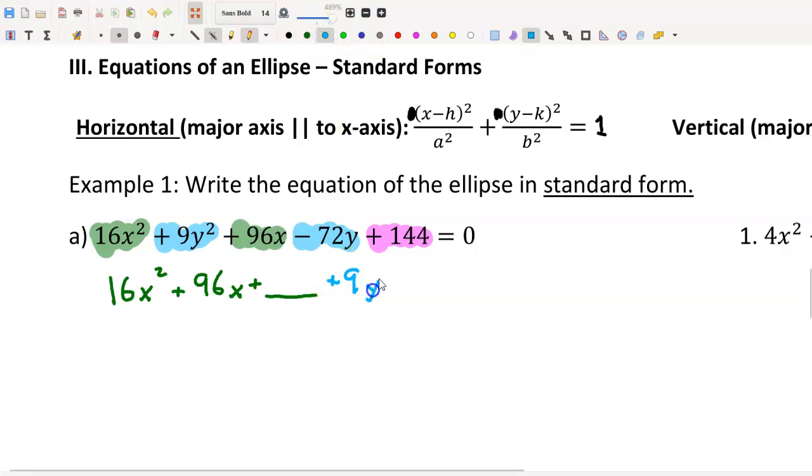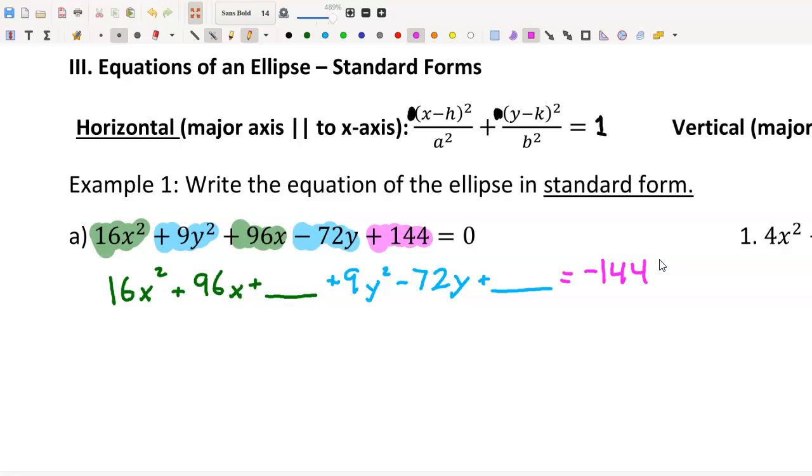We got plus 9y squared minus 72y plus more space, and this is going to be equal to negative 144. So a little bit of setup here. So we have an additional step following this, though, that we did not have with the circles.